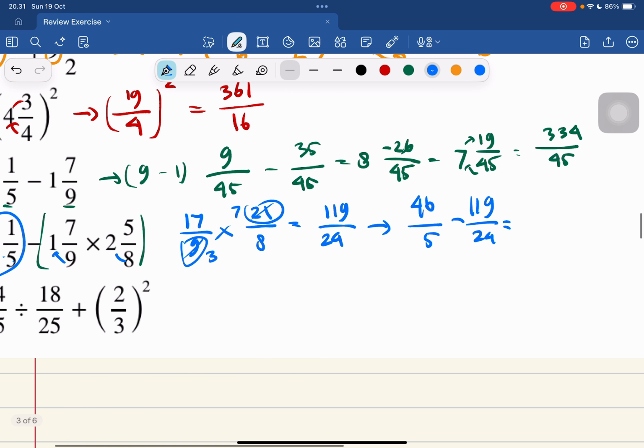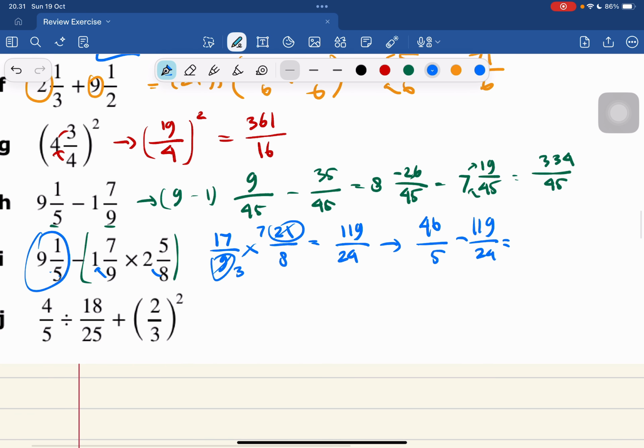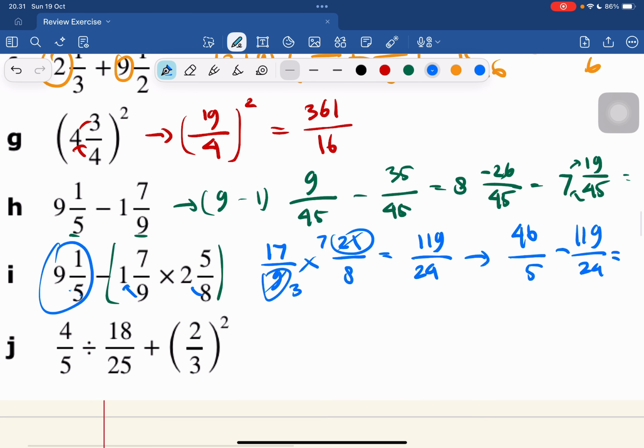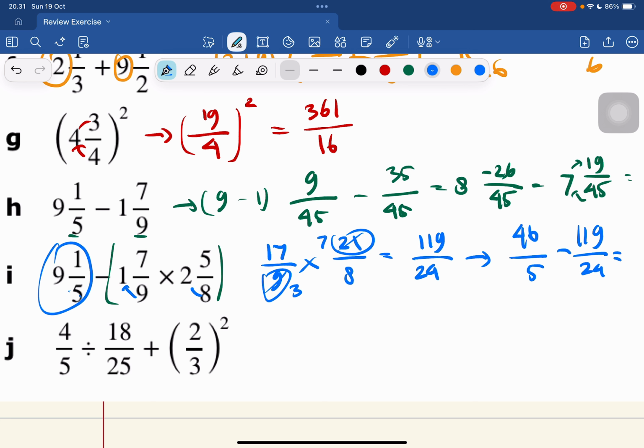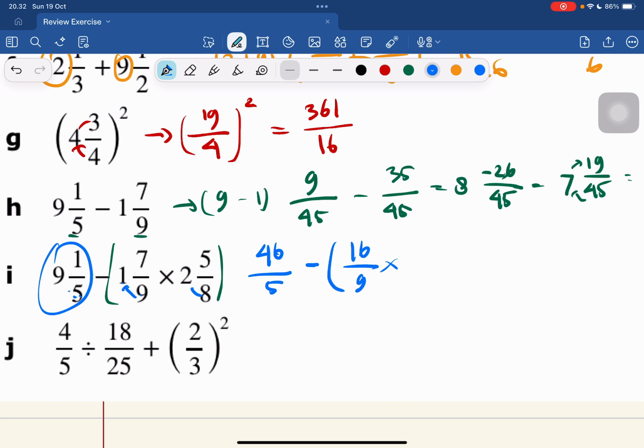So we should find the lowest, isn't it? So let's recheck again. 9 times 1 is 9. Yeah, here it was a mistake. So let's make it over 5. 5 times 9 is going to be 45, it's going to be 46, minus bracket 9, so this is 16 over 9, times 16, this is 21 over 8.